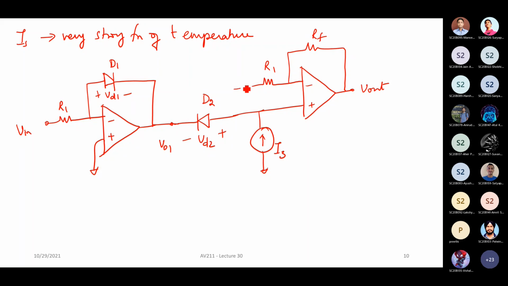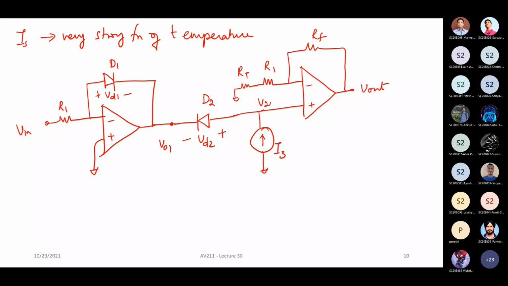Now this R1 is kind of split into two components. Let's say R1 and RT. I'll explain to you why that is coming in. So this happens to be the circuit. Now let us try to understand how this works. So this node voltage is V01, this node voltage is V2.